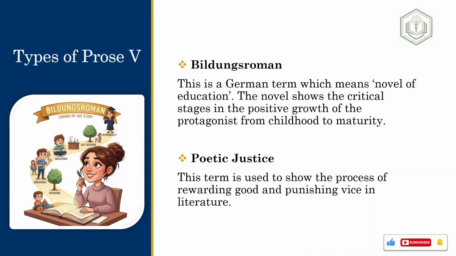Poetic justice is not a kind of prose, it's just a term that is used to show the process of rewarding good and punishing vice in literature. Now, poetic justice always comes at the resolution of a prose. You understand? In plot organization, it always comes at the resolution part, where good is rewarded and bad and evil is punished. So that's what is called poetic justice.